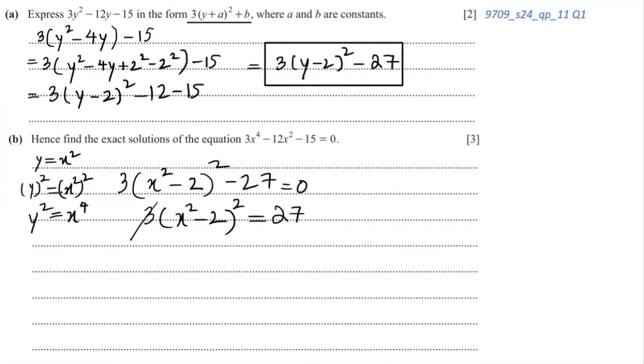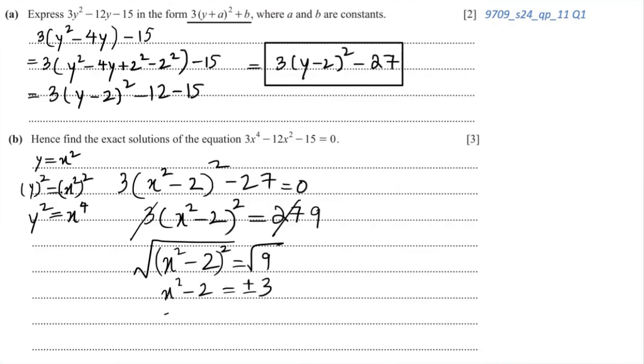Okay, so divide both sides by 3. So this will be (x squared minus 2) whole squared equals 9. If you square root both sides, this will become x squared minus 2 equals plus or minus 3. So x squared equals 2 plus or minus 3. So one of the answers is going to be x squared equals 2 plus 3, and x squared equals 2 minus 3.